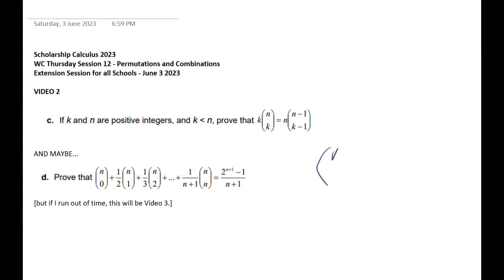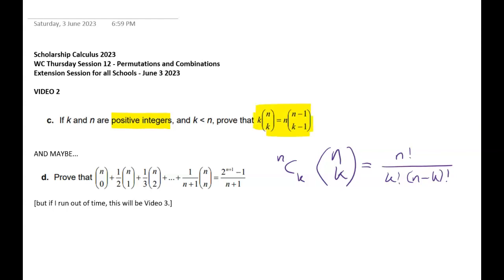So just thinking about what is a combination, when we write n choose k, that means choosing k objects out of n objects, and we don't care about the order that we put those objects in. That's defined as n factorial over k factorial times n minus k factorial. In this question, k and n are both positive integers, and k is smaller than n, and we have to prove this property here.